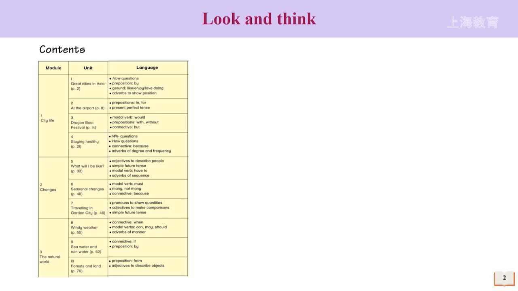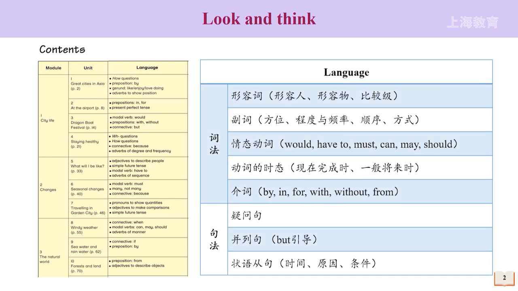When you open your textbook, you can find the contents page at the beginning. The contents page shows what you have learned this term. I have rearranged the grammar items in the language column in a new table. This table can show you more clearly what grammar you have learned this term.